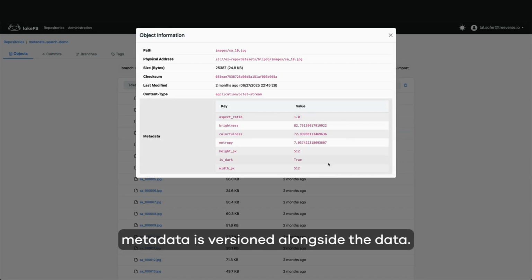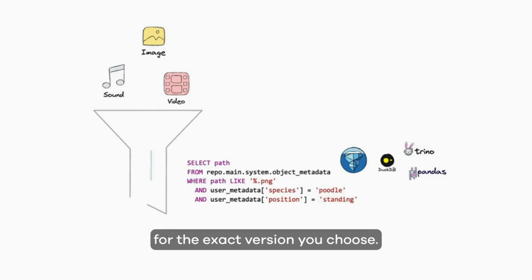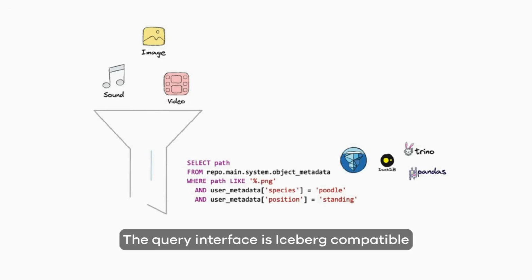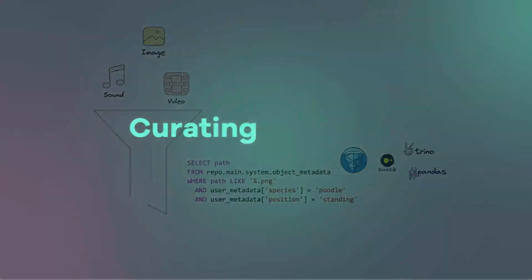In lakeFS, metadata is versioned alongside the data, so querying by metadata always returns results for the exact version you choose. The query interface is Iceberg-compatible clients, because under the hood, metadata search relies on lakeFS managed Iceberg tables. So let's see how metadata search helps accelerate data curation and simplify the overall process.